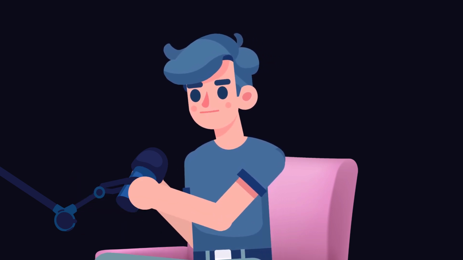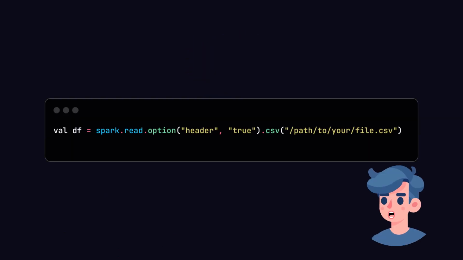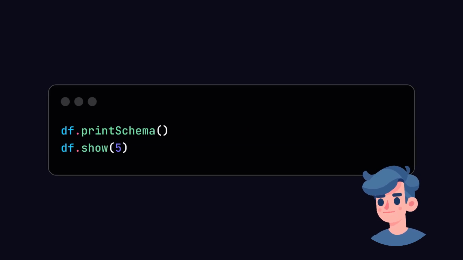Now that we have seen the basic operations, let's discuss how to handle large data sources using Spark DataFrames. DataFrames are a higher-level abstraction over RDDs, allowing you to work with structured data. Here's how to create a DataFrame from a CSV file. After reading the CSV, let's check the schema and show the first few rows.